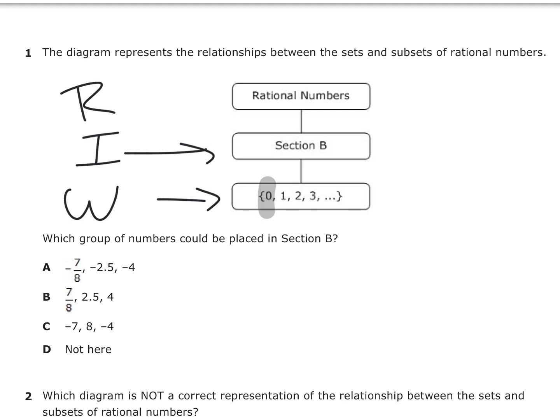And so that would be which: A, B, C, D? C would be the answer, because integers are just negative and positive of whole.